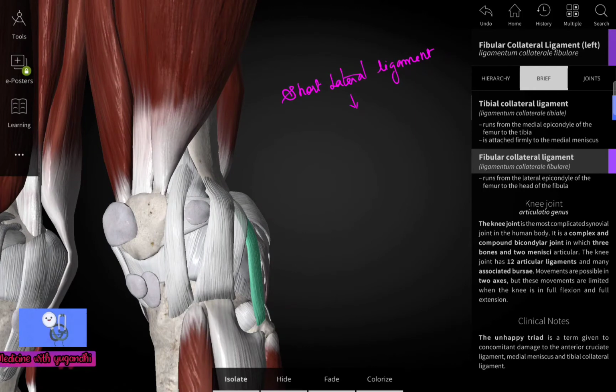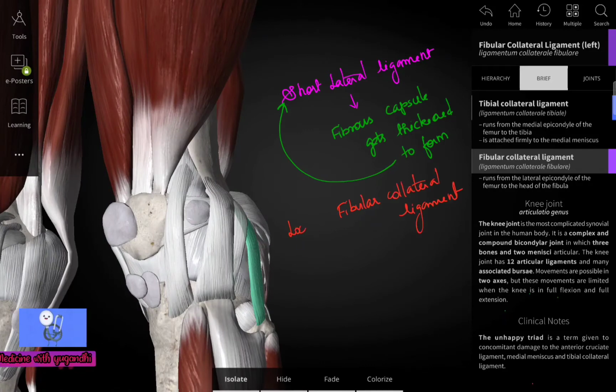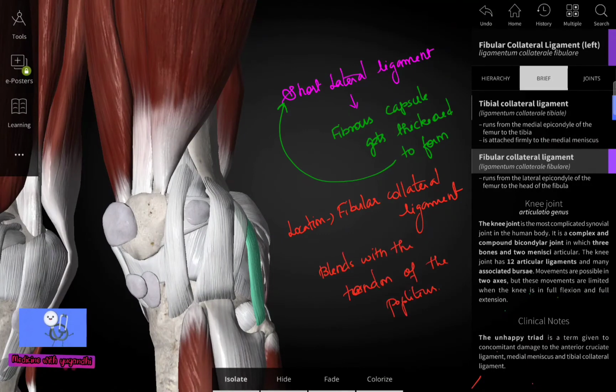Coming to the next feature, that is short lateral ligament. So what is short lateral ligament? Sometimes this fibrous capsule gets thickened to form a cord-like structure. So that is called as the short lateral ligament. So where does the short lateral ligament lie? It lies deep to the fibular collateral ligament, and it just blends with the tendon of the popliteus. So once again, the short lateral ligament is nothing but the thickening of the fibrous capsule. So it is located deep to the fibular collateral ligament on the lateral side, and it blends with the tendon of the popliteus muscle.